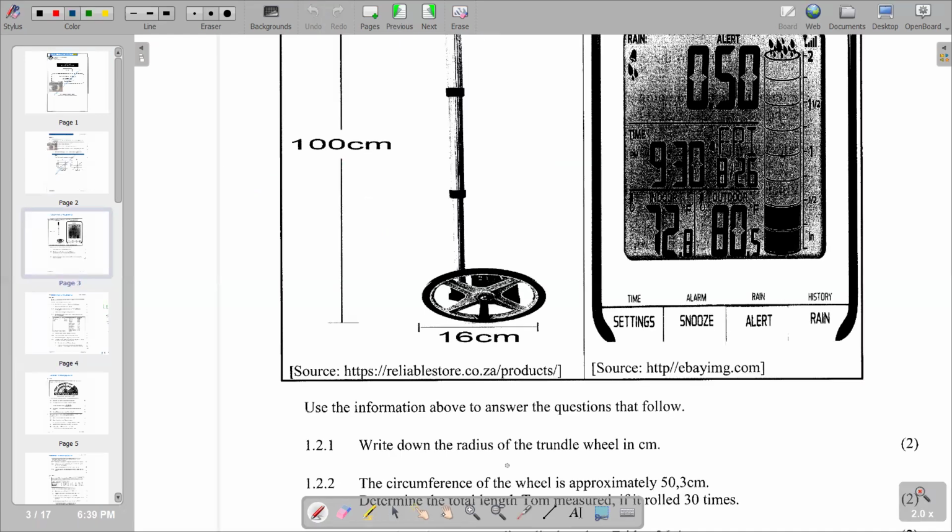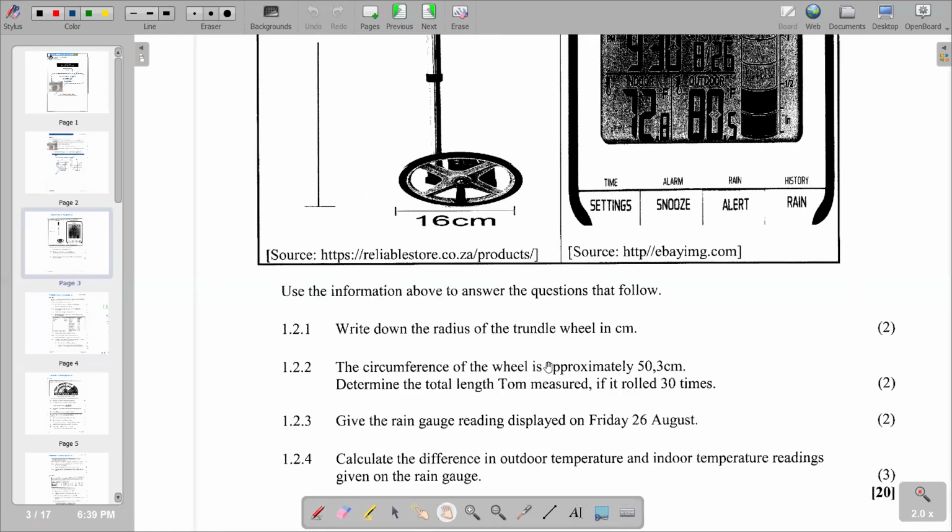Then we can go to the next part, 1.2.2. The circumference of the wheel is approximately 50.3 centimeters. Determine the total length measured if it rolled 30 times. Obviously, if the circumference is 50.3 centimeters, it means if it rolls once, the length is 50.3 centimeters. But if one roll is 50.3, then 30 times will be 50.3 times 30. Basically, that's what we have.